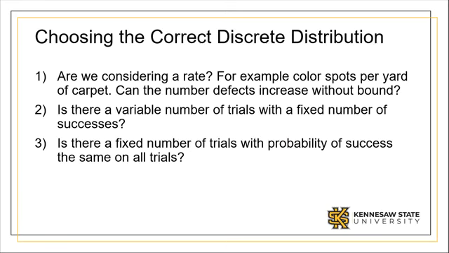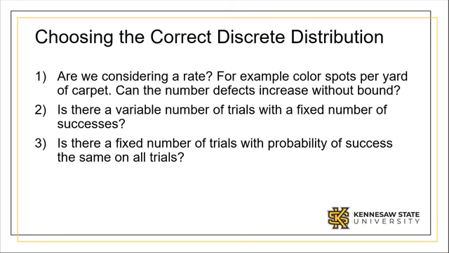Because there are so many discrete distributions, it can often be difficult to determine which distribution applies to which situation. Consider these guidelines. First, are we considering a rate per unit area or time without bound? If so, Poisson is likely going to be our best choice. If not, consider the second guideline. Are the number of trials fixed? If not, and there is a fixed number of successes, with the number of trials being the random variable, then either use the geometric or negative binomial distributions.